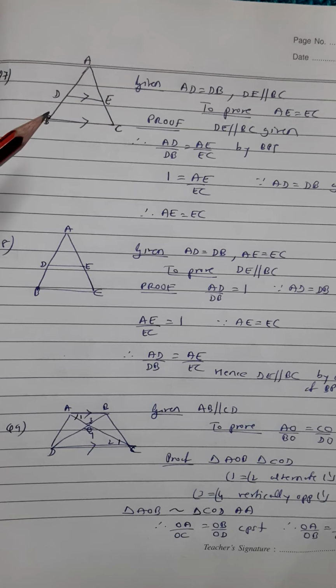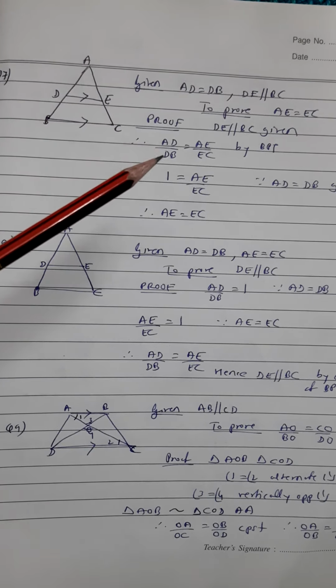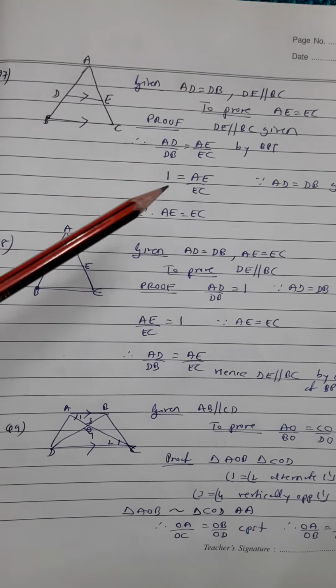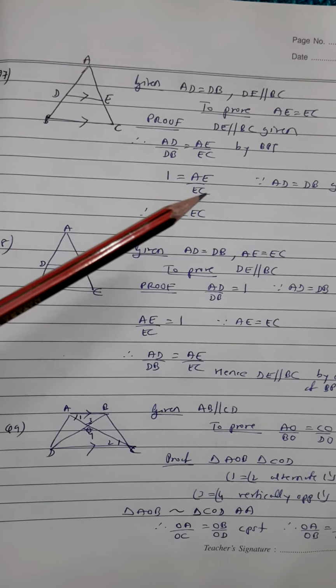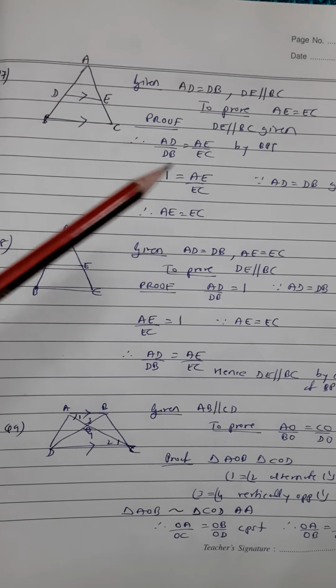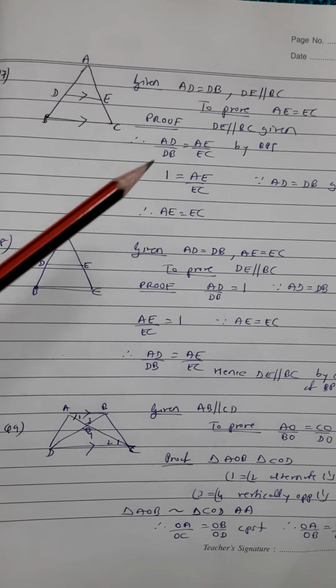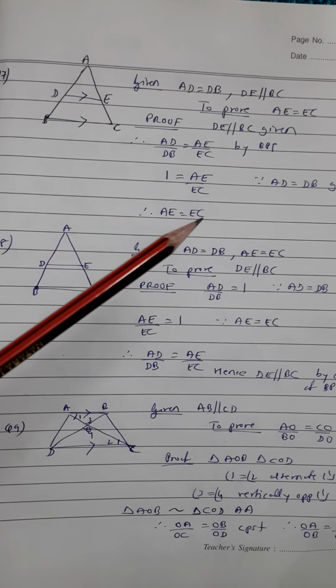We can say AD by DB equal to AE by AC. And AD and DB are equal. So when you divide equal quantities, what will happen? It will become 1. So this is equal, this became 1. Cross multiply and this will give AE equal to AC. So it's a simple sum. Just use BPT. AD and DB are already given equal. So when you divide, it will become 1. Cross multiply, you get the answer.